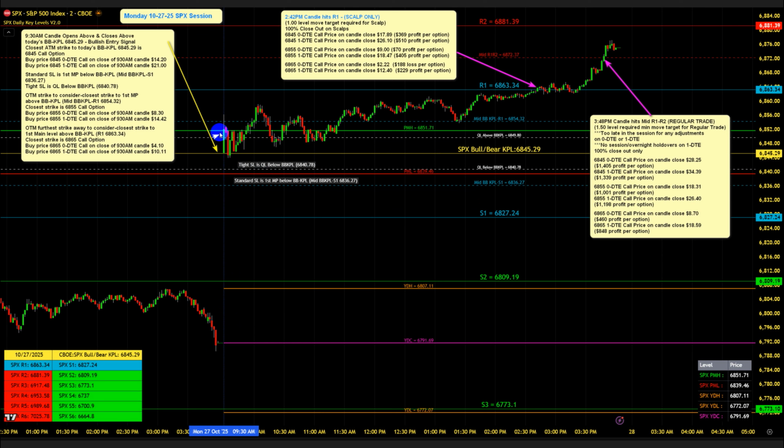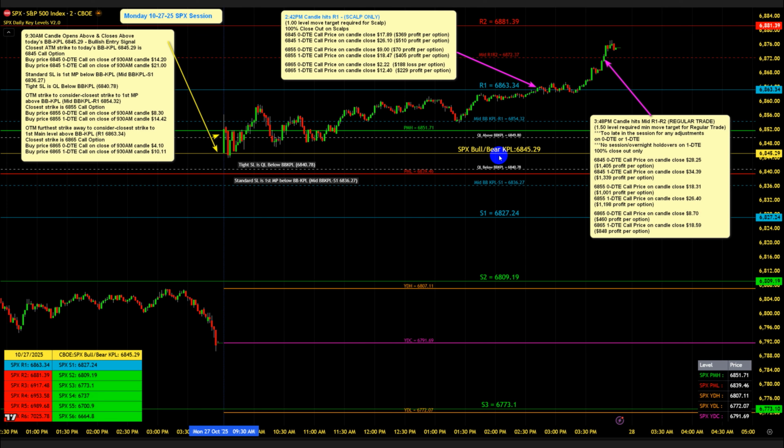In taking a bullish entry trade off of this 9:30 a.m. candle, you would be trading from the bull bear KPL, and thus you would have, in that instance, 3 different options as far as strikes when trading a bullish entry signal from this bull bear KPL level.